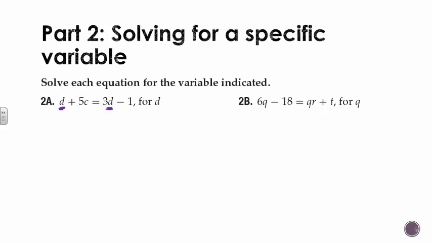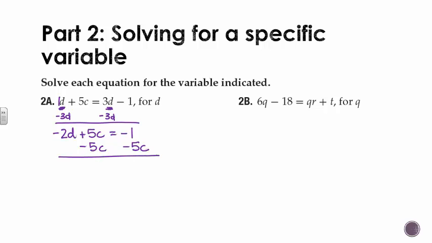So let's move them to the left. So that means I'm going to subtract 3d from both sides. So d, remember this is 1d, minus 3d will give me negative 2d plus 5c equals negative 1. And now I'm going to get rid of this 5c here following SADMAG. Remember, these are not like terms, so I can't combine them. And now this looks just like the problems that we had done before.